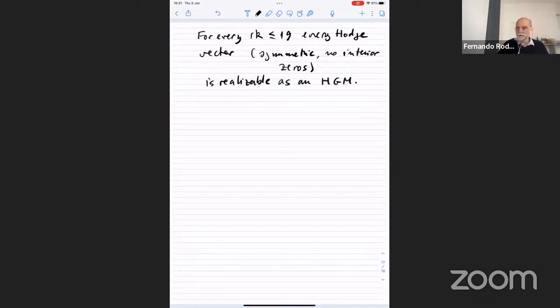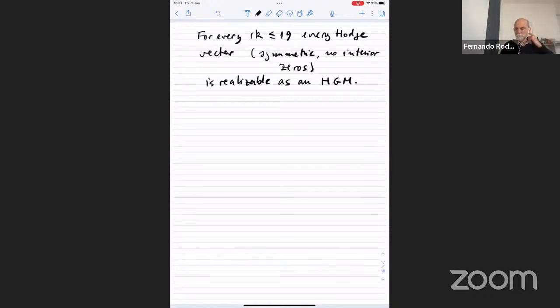And this is just a calculation. It took quite a while because the amount of data is pretty substantial, but it's just a verification that every single Hodge vector that could potentially come from some motive, in fact, does. A motive in a non-trivial way, so an irreducible motive in a family. But once you pass 19, there are some examples where it doesn't occur.